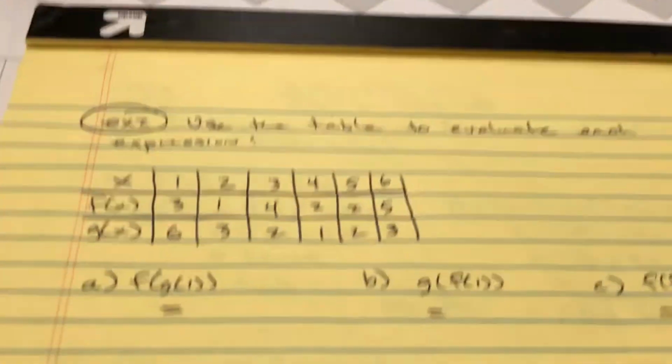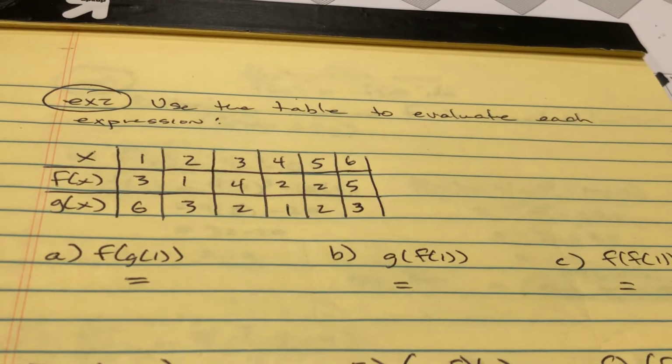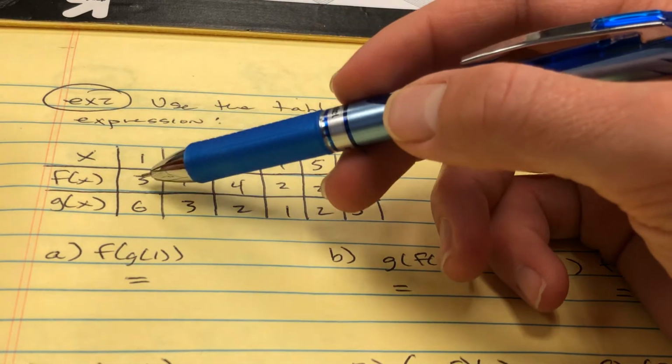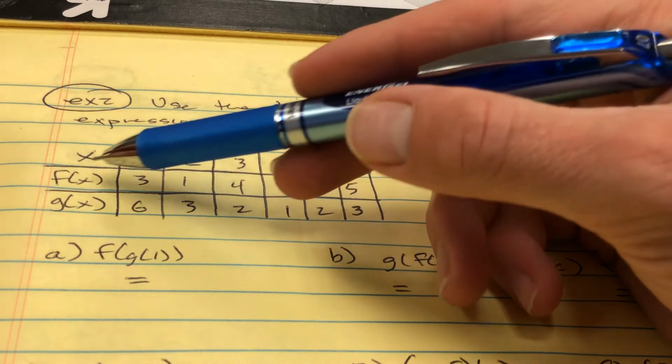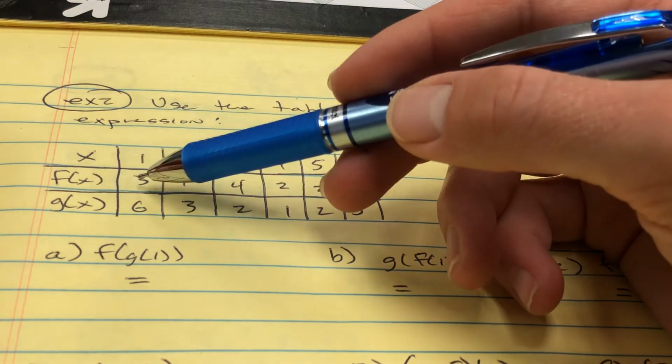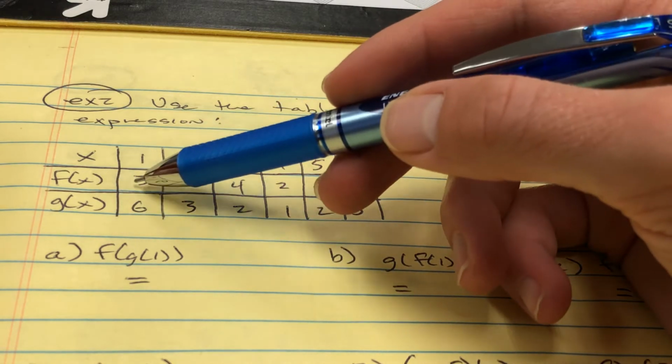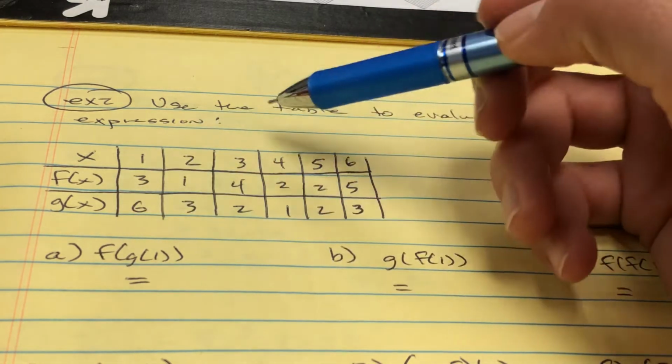This is an interesting one. Example 2. Use the table to evaluate each expression. So you have x. What do 1 and 3 and 6 mean? When you plug 1 in for x in f of x, you get 3. When you plug 1 in for x in g of x, you get 6. So f of 1 is 3. G of 1 is 6.